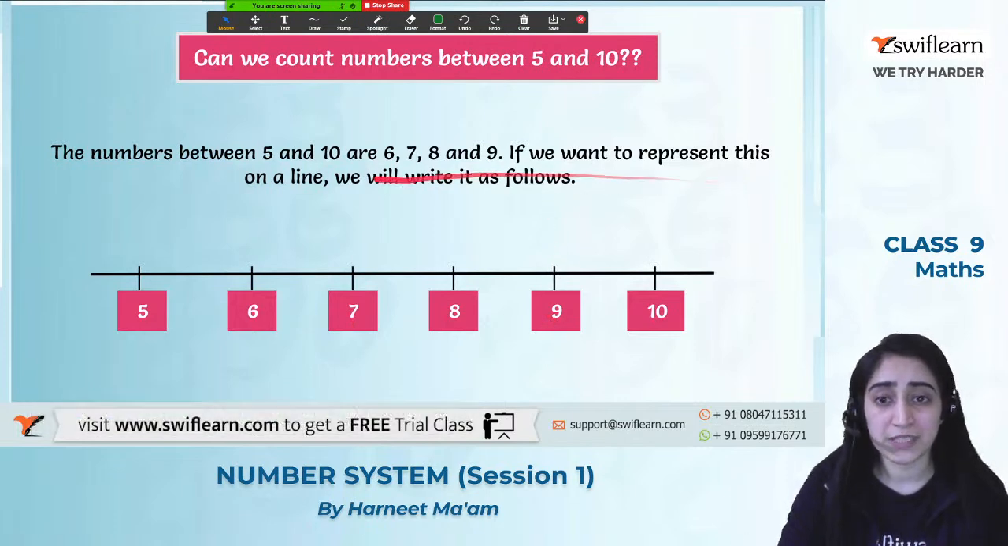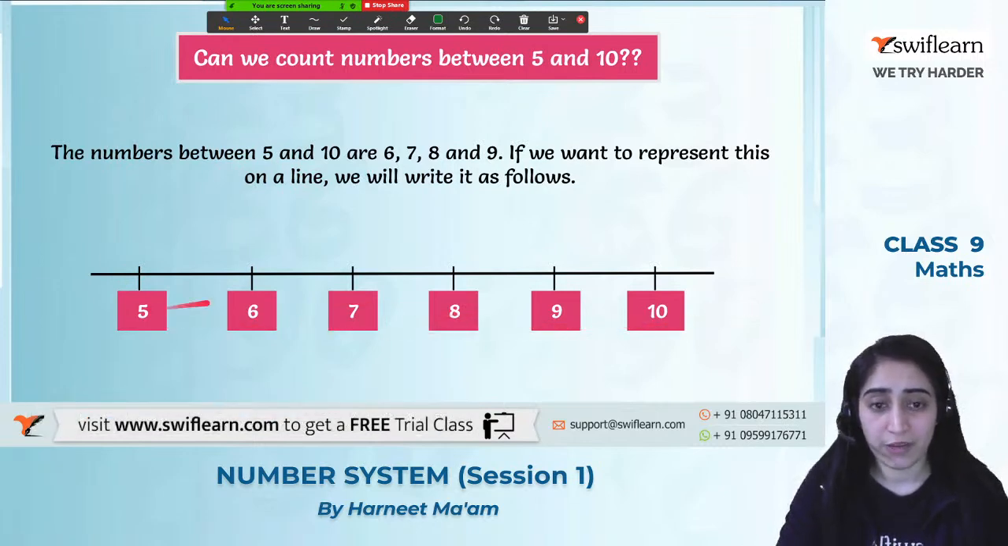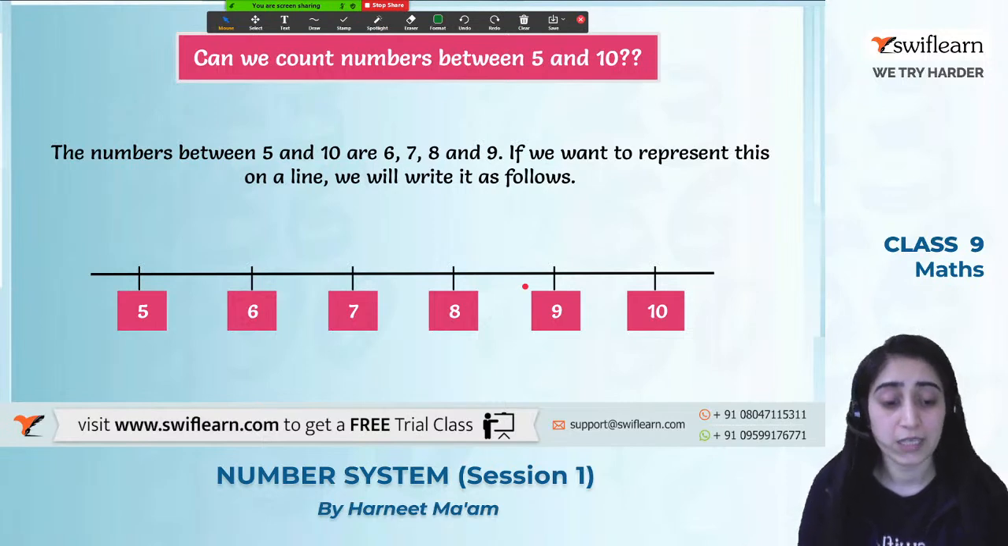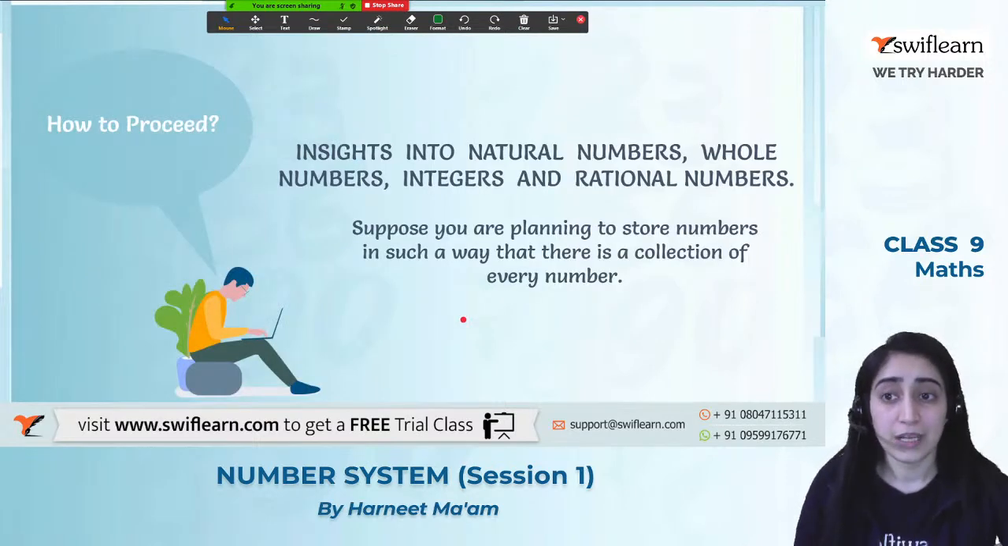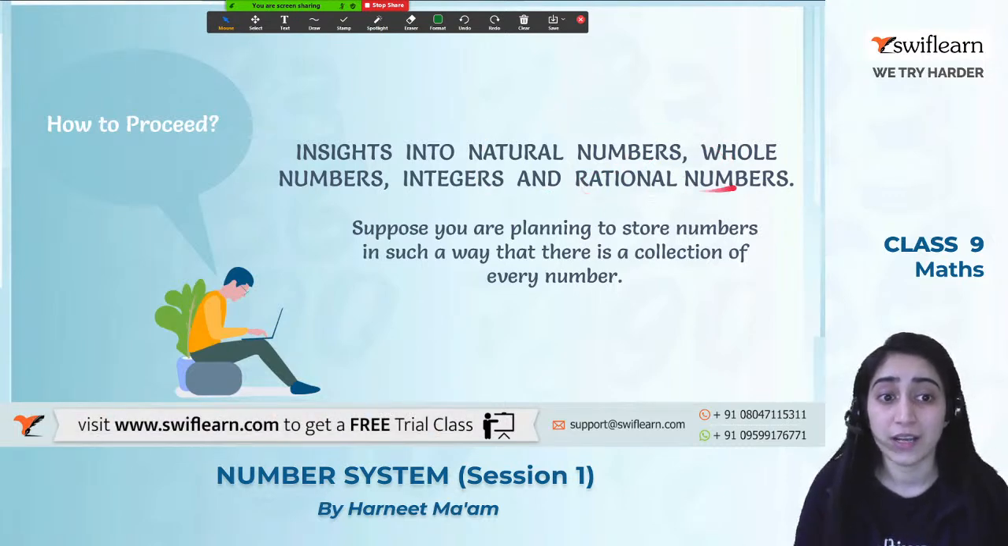If you want to represent this on the line, this is how. I'll make a number line. I'll make on one corner 5 and the 10 on the other one, and the rest of the numbers will follow as 6, 7, 8, 9, like in the ascending order we make a number line, right? But how do we proceed? In the natural numbers, whole numbers, integers, and now coming the rational numbers.